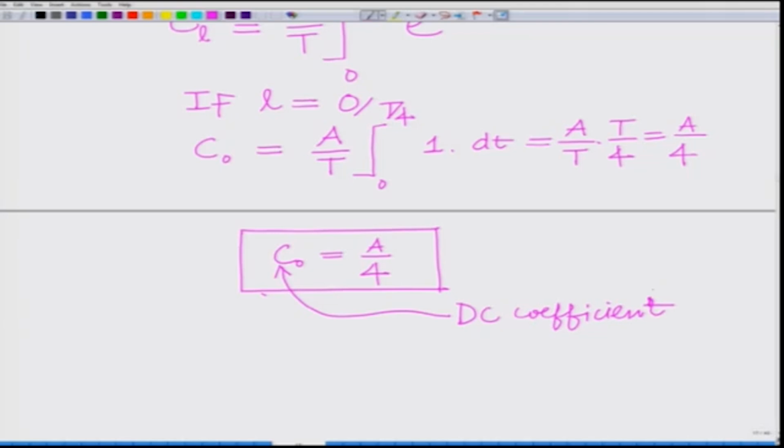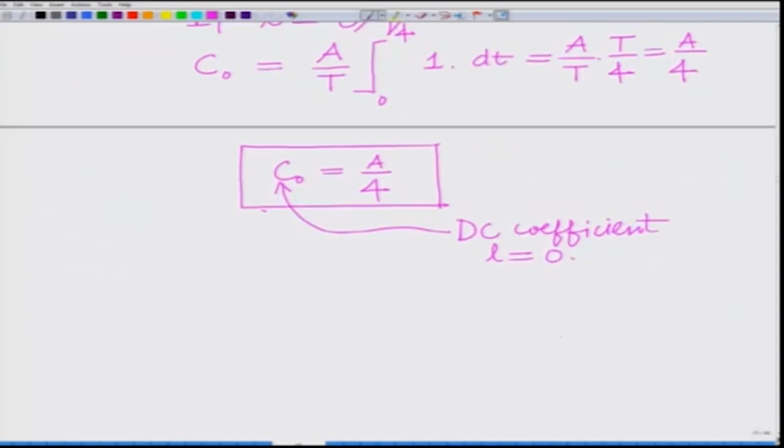The rest all correspond to non-zero frequencies, which are your L not equal to 0. L equal to 0 is known as the DC coefficient. All the rest of them, which correspond to L not equal to 0, are known as the AC coefficients. AC is something that is varying with time, and DC, because it is a 0 frequency, is constant with time. So, this is the DC coefficient which we have evaluated as A over 4.